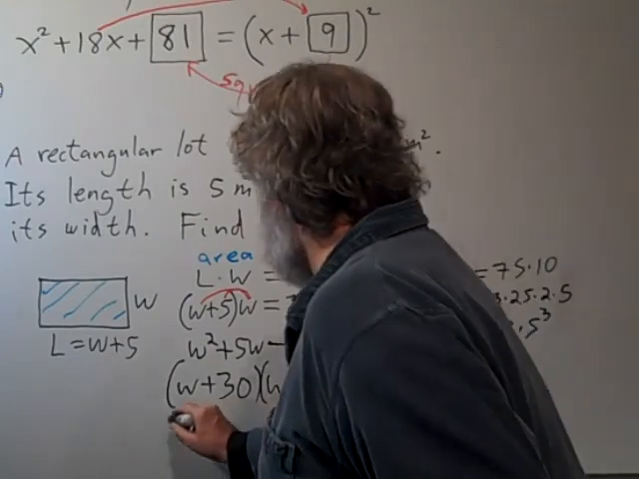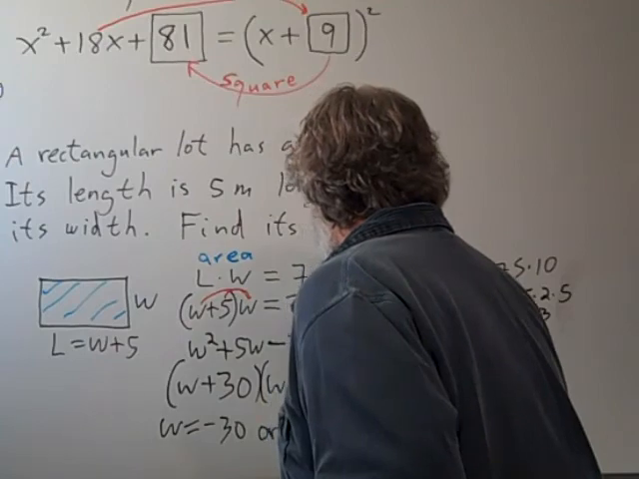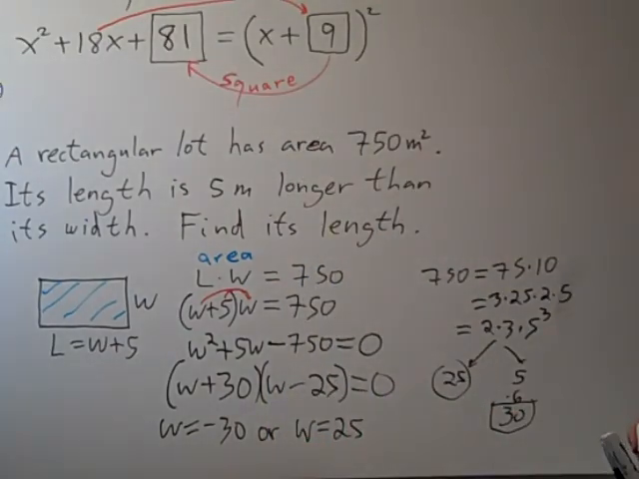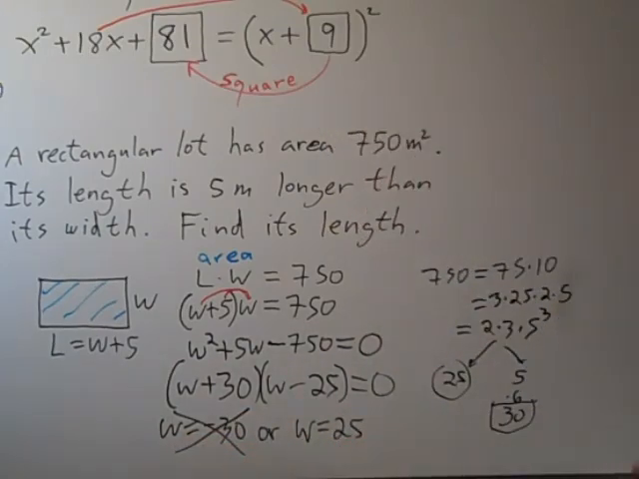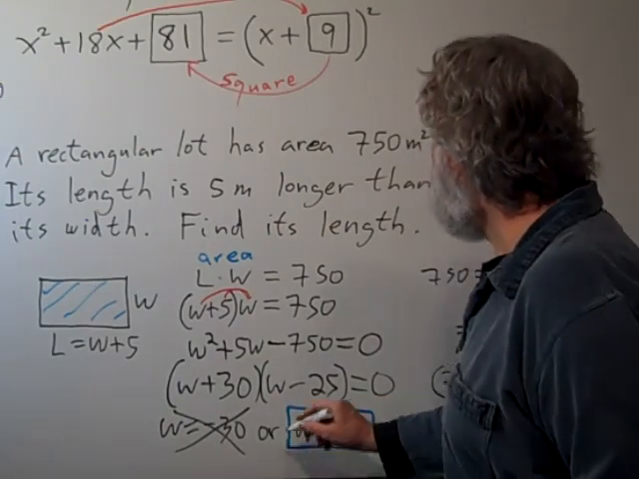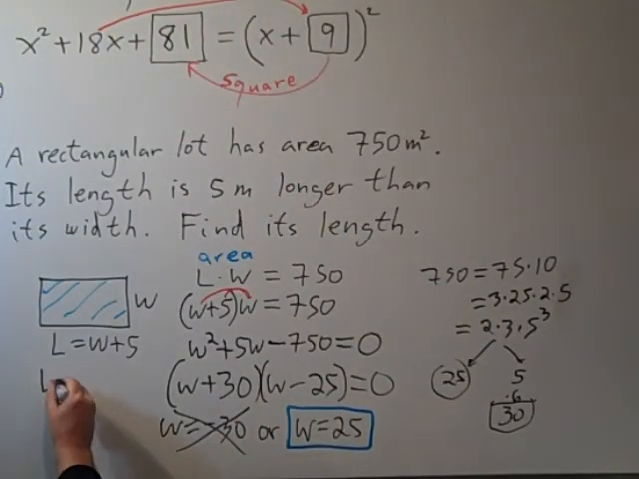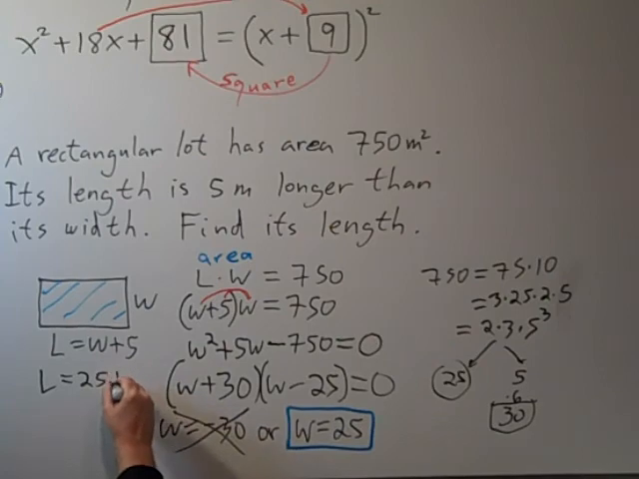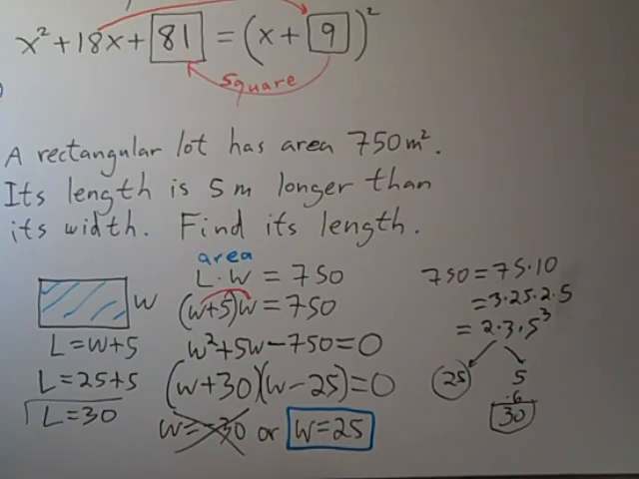So we get two possible solutions to this equation. Either W equals negative 30, or W equals 25. The negative 30 makes no sense because it's negative. So W must equal 25. And if W is 25, it's the length we're looking for. The length is equal to 25 plus 5. So the length is equal to 30 meters.